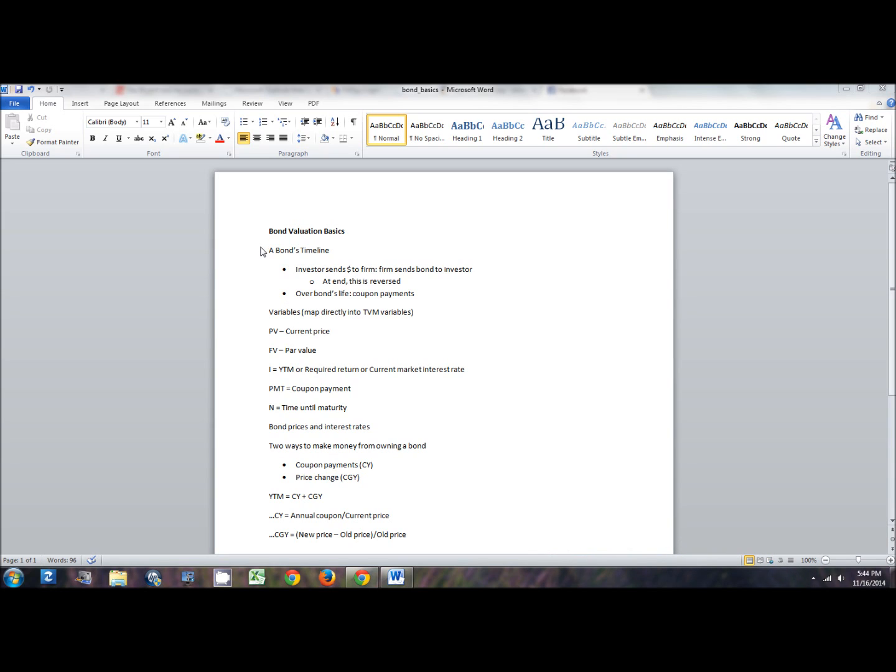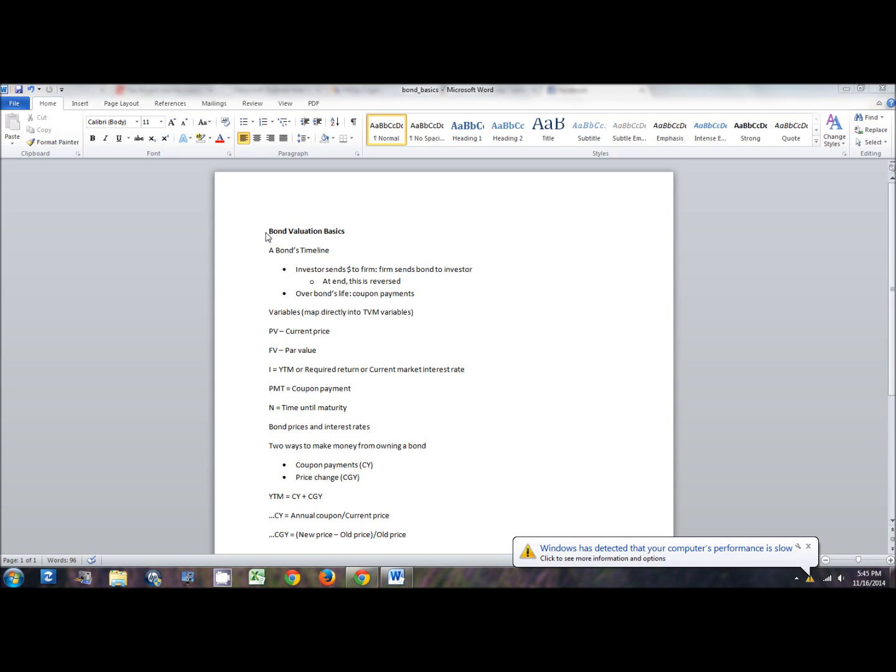Alright, so a bond's timeline. Here's the basic idea. A company would issue a bond if it needs to raise some money for some project that it wants to do. Whenever a company needs financing, they can obtain that financing in one of two ways. They can either issue debt or they can issue equity. If they sell bonds, that is issuing debt to the public.